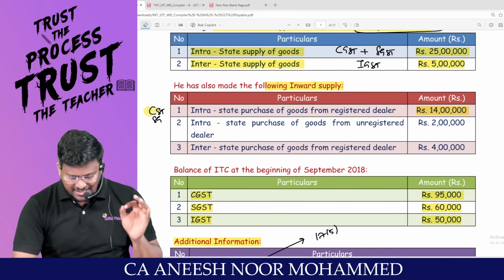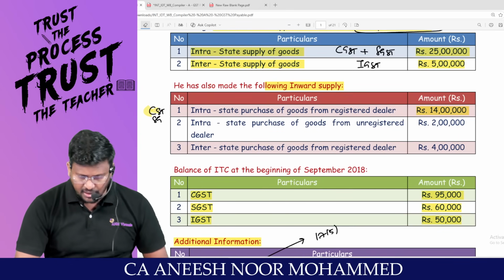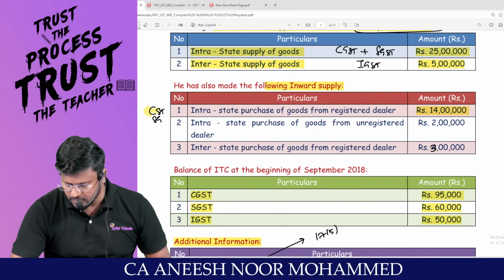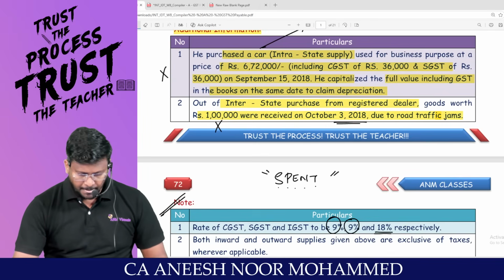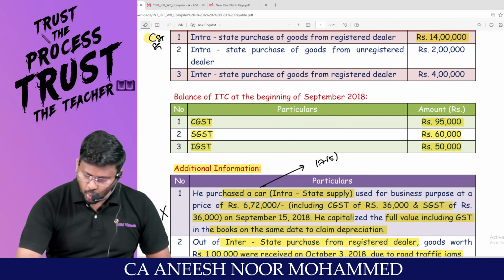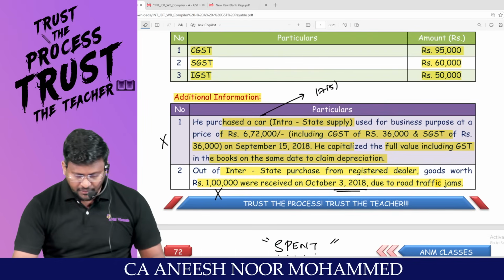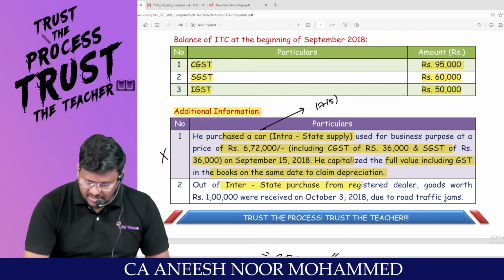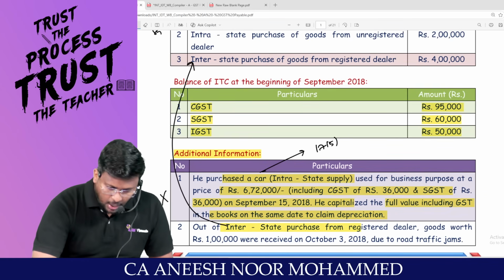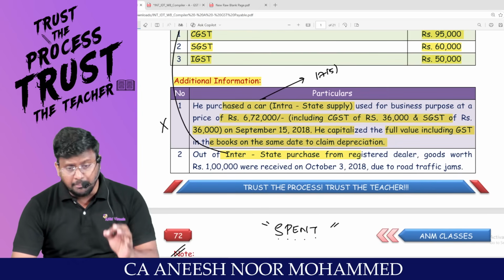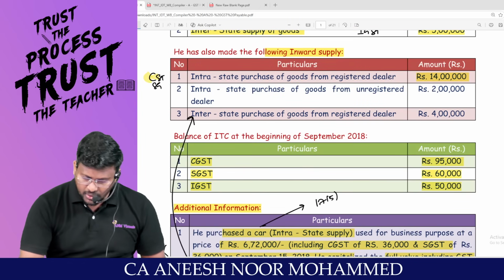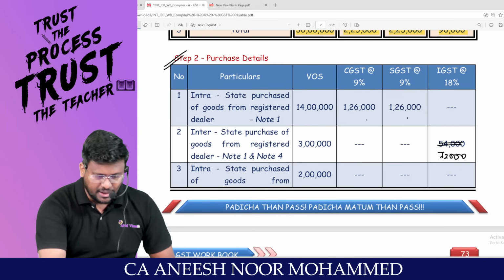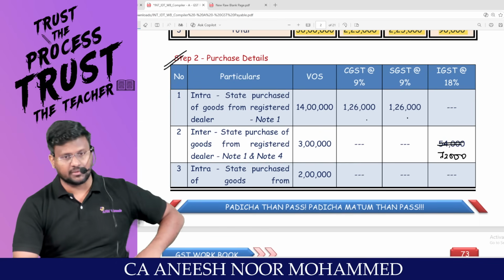Interstate purchase of goods from a registered dealer, how much lakh? 4 lakh. Can I make this 3 lakh? Yes, sir. Okay. The total is how much lakh? 4 lakh. But we have additional information that out of interstate purchases from a registered dealer, they are talking about point number 3. If I collect tax for the entire 4 lakh, I will be falling in 72,000, which is a mistake.